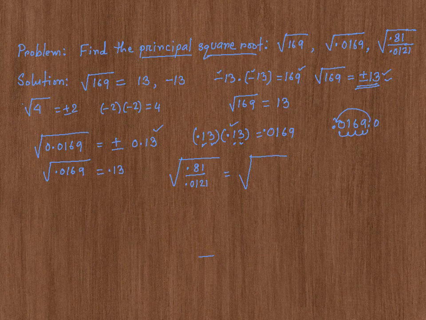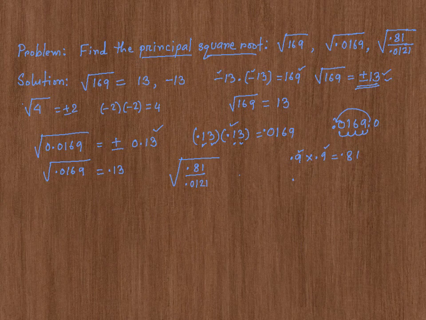0.81, what will be such a number? Let me just show it to you right here. The square root of that number would be such a number that when I multiply the number with itself, it would give me 0.81. As it turns out, it's 0.9, because 0.9 times 0.9 is 9 times 9, which is 81, and after the decimal we have one digit each, so we need to move the decimal twice.